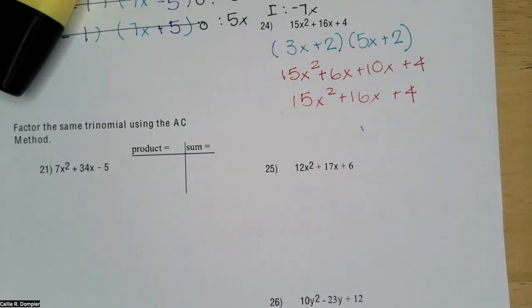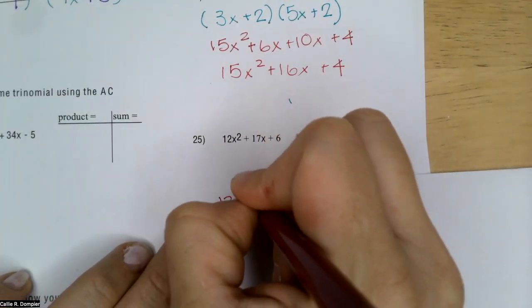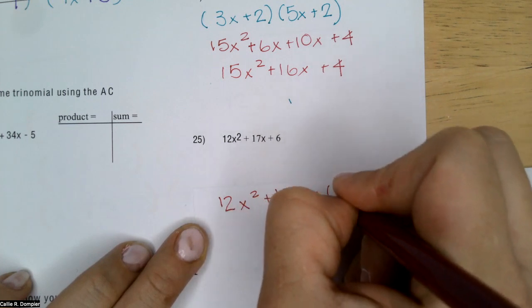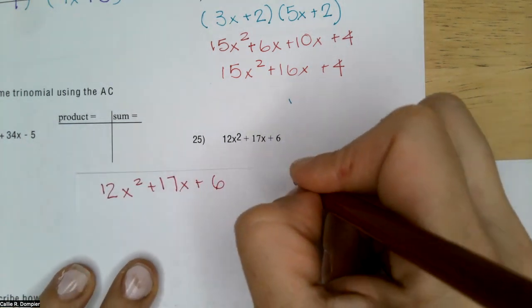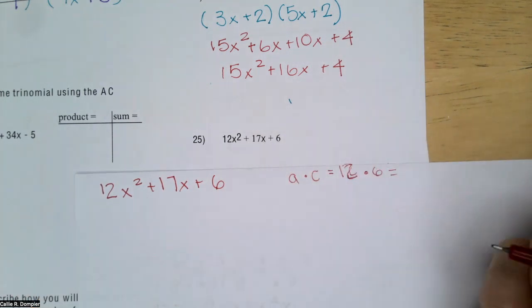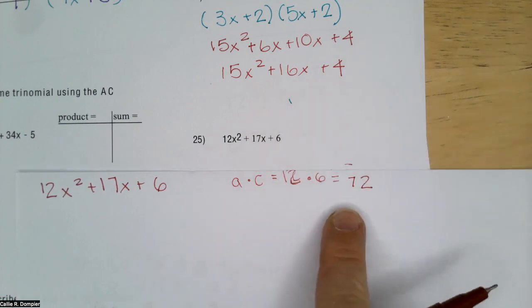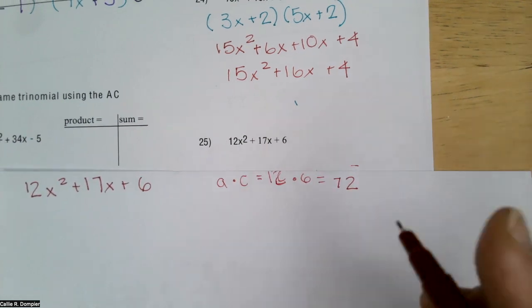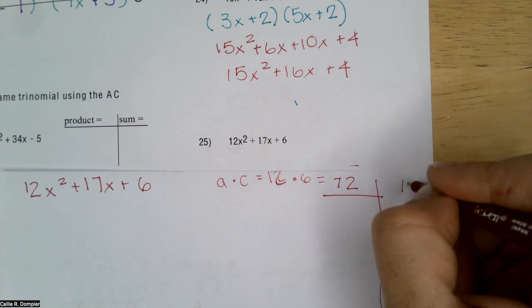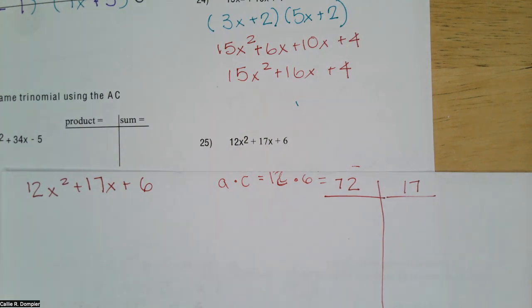12x squared plus 17x plus 6. I'll just do a couple more factoring by grouping, just to give you an example. So 12x squared plus 17x plus 6. Good. A times C is 12 times 6, which is 72. So we're multiplying to get 72, and then we need to add to get 17. So 2 factors of positive 72 that add to 17.